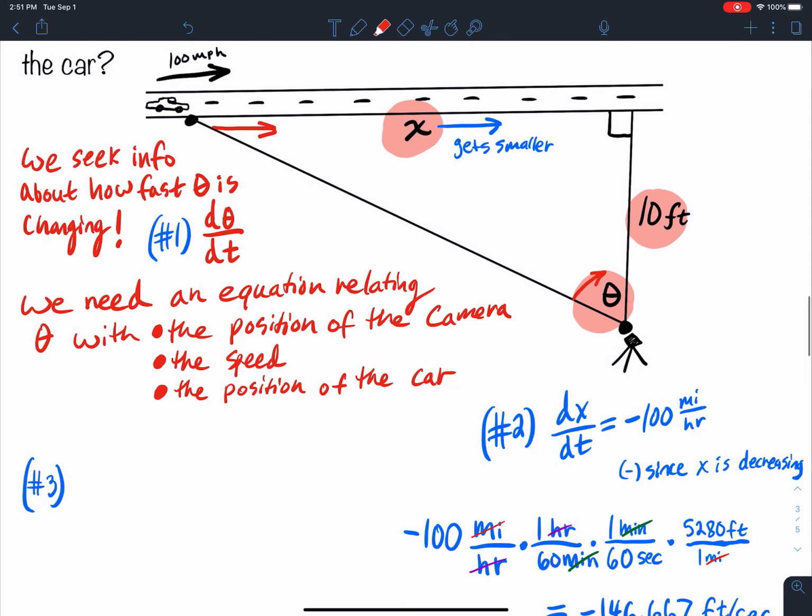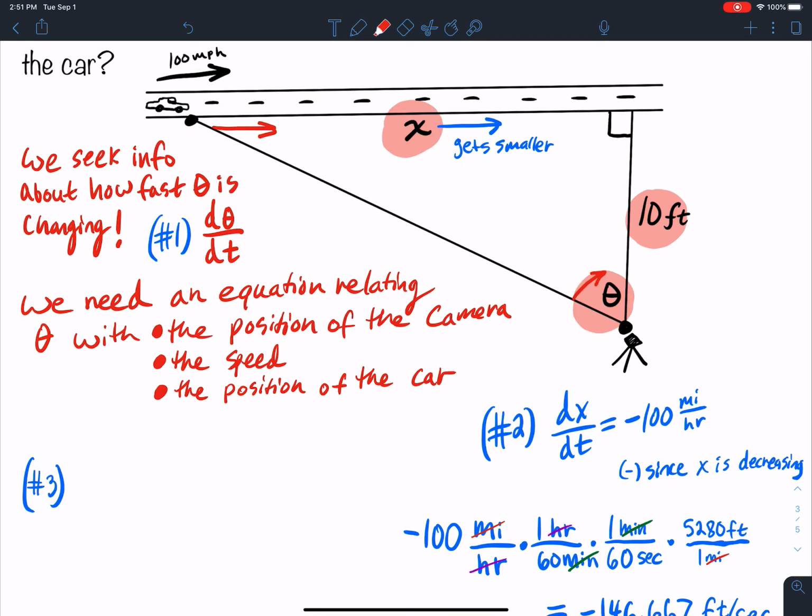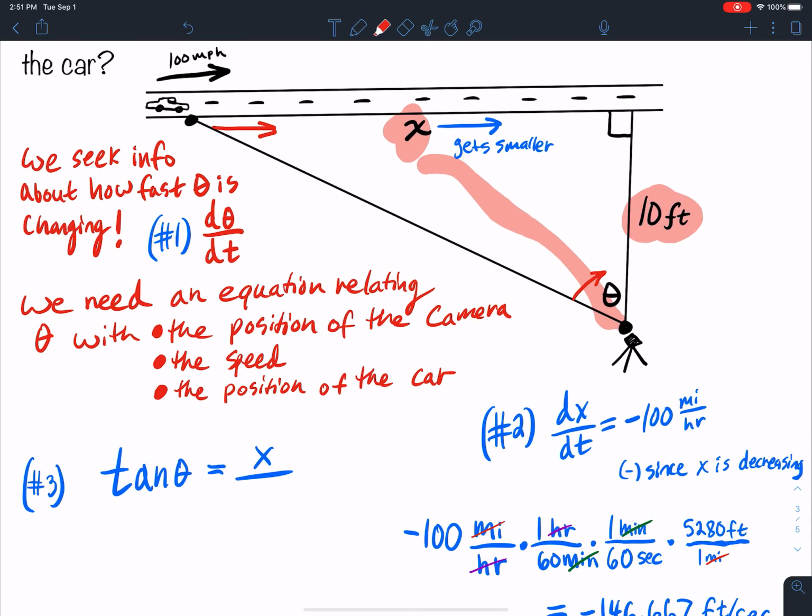Now if I have an angle and I have the opposite side and the adjacent side, I should be thinking right angle trigonometry, okay? So an equation that relates all these things together is tangent of theta. Tangent of theta is opposite divided by adjacent, x over 10 feet, okay?